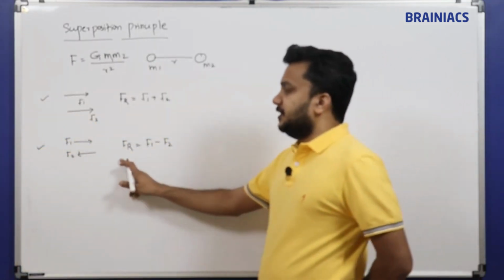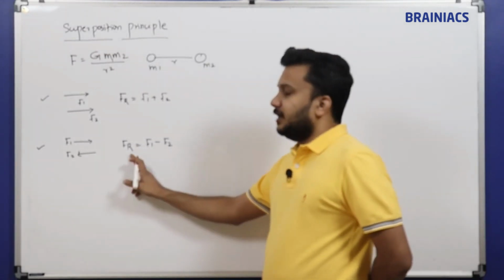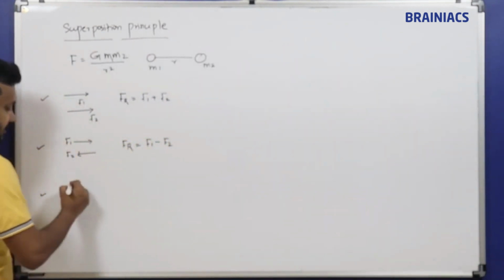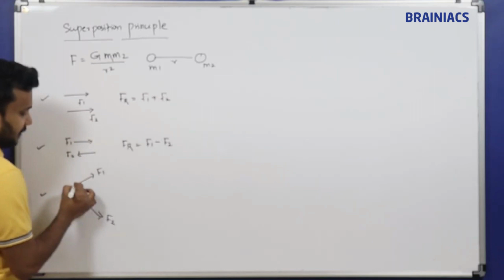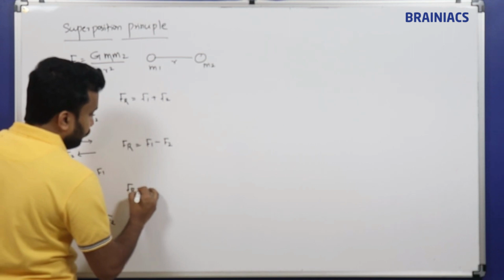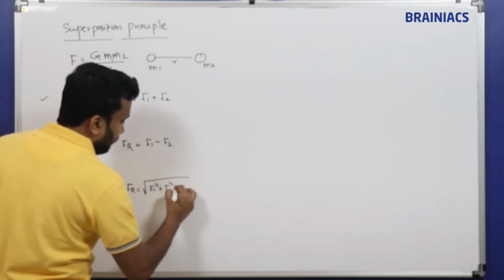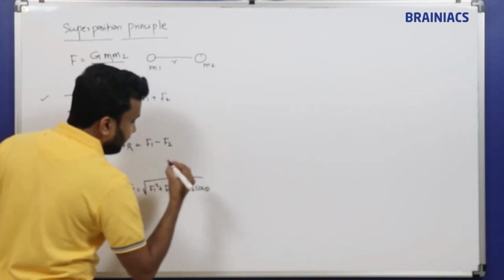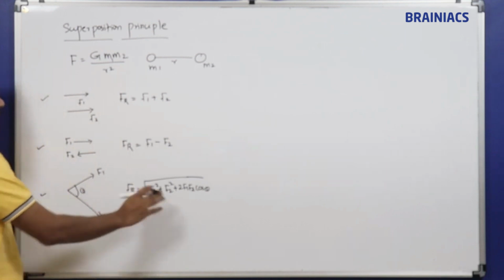Then the F1 direction is the same as the Fr direction. If you are doing F2 minus F1, then the F2 direction is the same as the Fr direction. In the third case, if F1 is pointing in one direction and F2 is pointing in another direction, and the angle between them is theta, then the resultant force is equal to root of F1 square plus F2 square plus 2 F1 F2 cos theta. This is the basic formula to find the resultant of two forces if they make some angle theta.